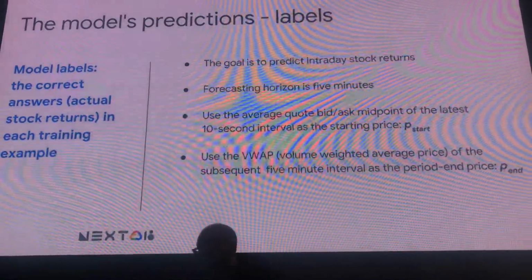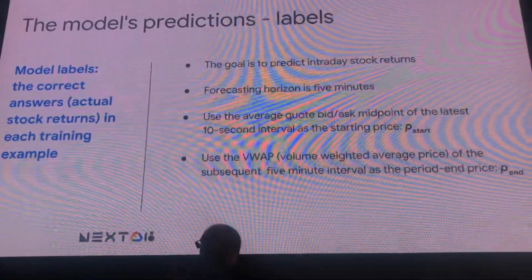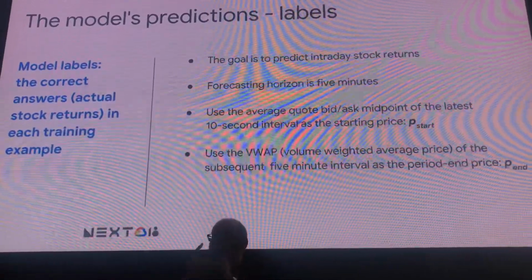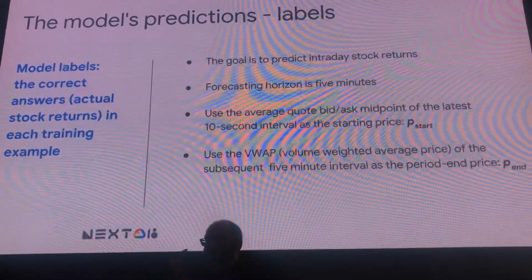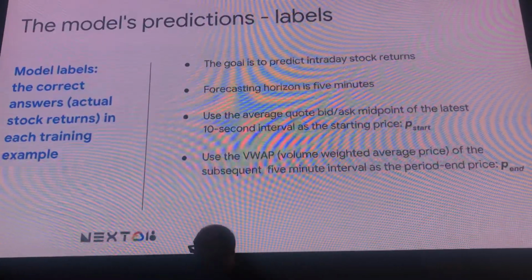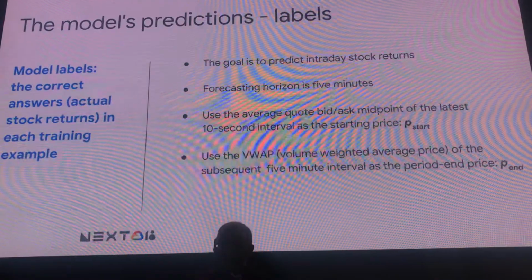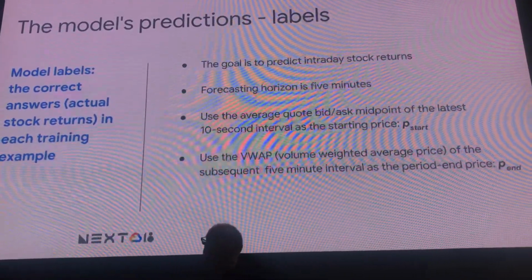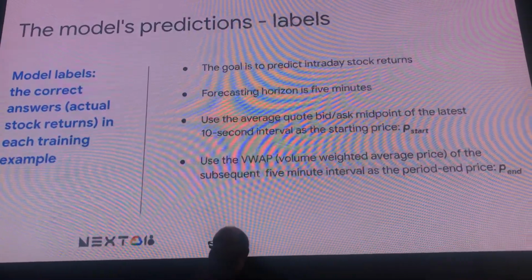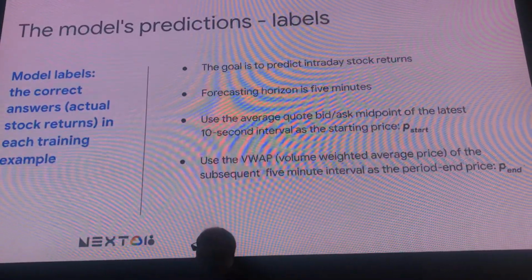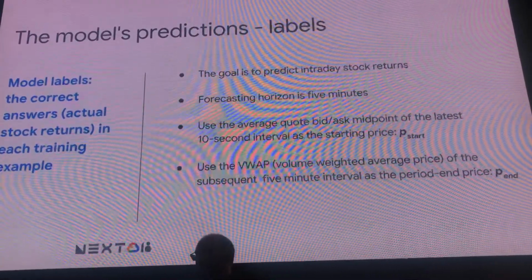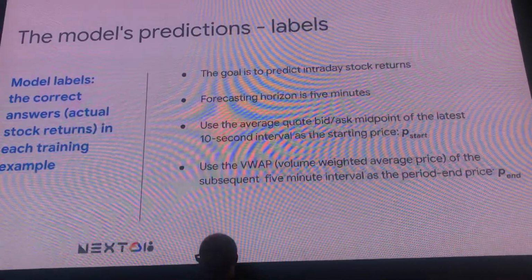Okay, so what are going to be our labels? How do we construct the labels, predictions? So our goal is to predict intraday returns for a 5-minute horizon. And for this, we need to define the starting price and the final price, the end price. For the starting price, we're going to be using the average bid-ask midpoint for the current 10-second interval. And for the final price, we're going to be using 5-minute volume-weighted average price, or VWAP, for the 5-minute interval subsequent to the current point in time.